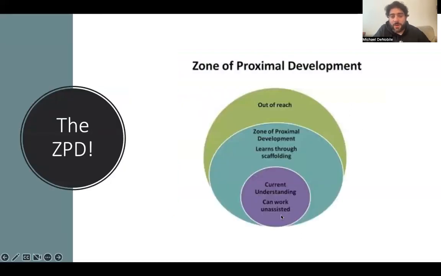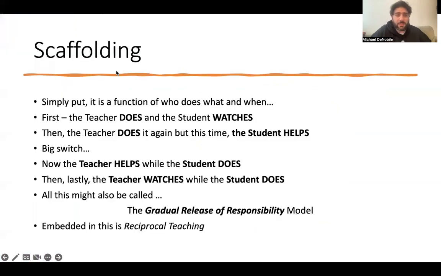So again, the zone of proximal development: the current understanding, they can work unassisted. This is their comfort zone. This is the zone of proximal development, learning through scaffolding, and this is what's currently out of reach. I'm going to tell you, this is Vygotsky in a nutshell. If you know this, you know Vygotsky. All the other things are important, but ZPD is everything in terms of Vygotsky.